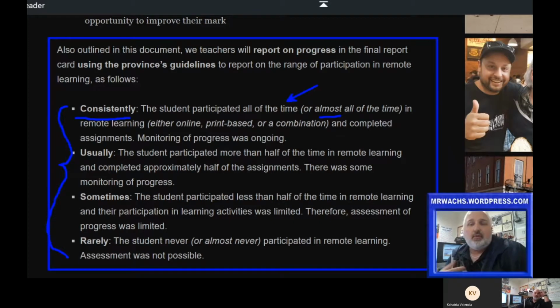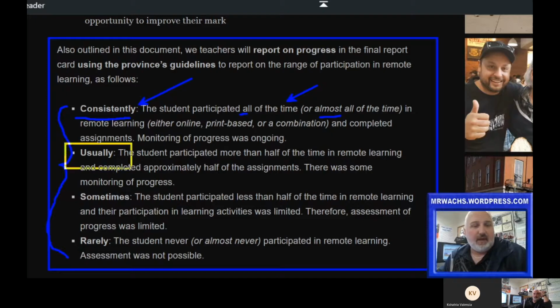Or if you were a student who couldn't connect due to technical problems, couldn't get the right software, or had no internet at home, then you contacted me and I prepared a printed booklet for you that you took home and then got back to me in some format. If you did this all of the time or most of the time over the last 2 months, then you would be in the category of consistently. And that's what will appear on your report card.